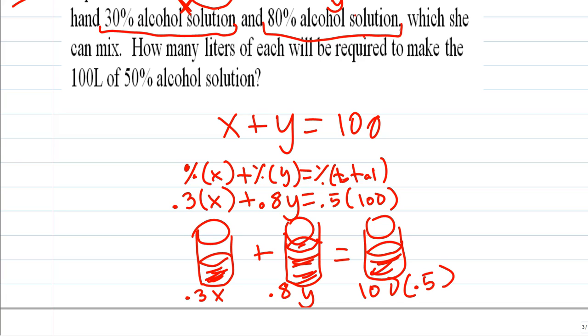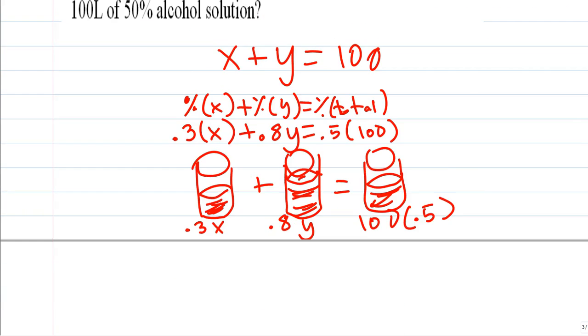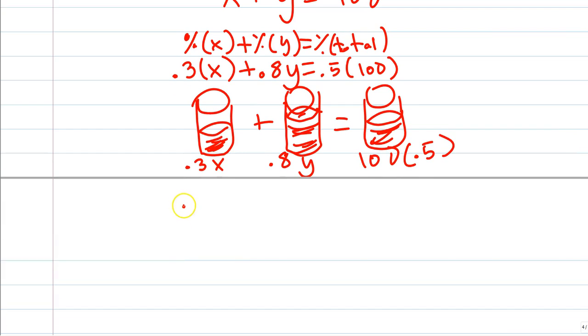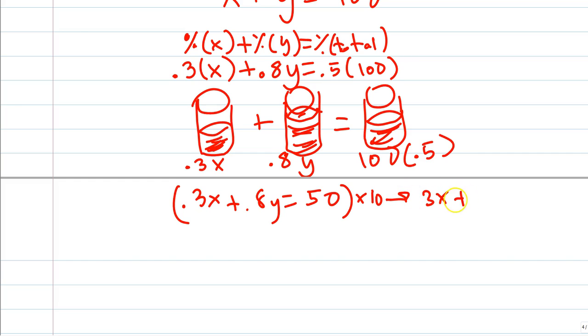Once again, not liking the decimals. So let's go ahead and clean this up anyway. I'm looking at 0.3x plus 0.8y is equal to half of 100, which is 50. We don't like this, so we're going to multiply it by 10. Get 3x plus 8y equals 500. The second equation we had was x plus y equals 100.